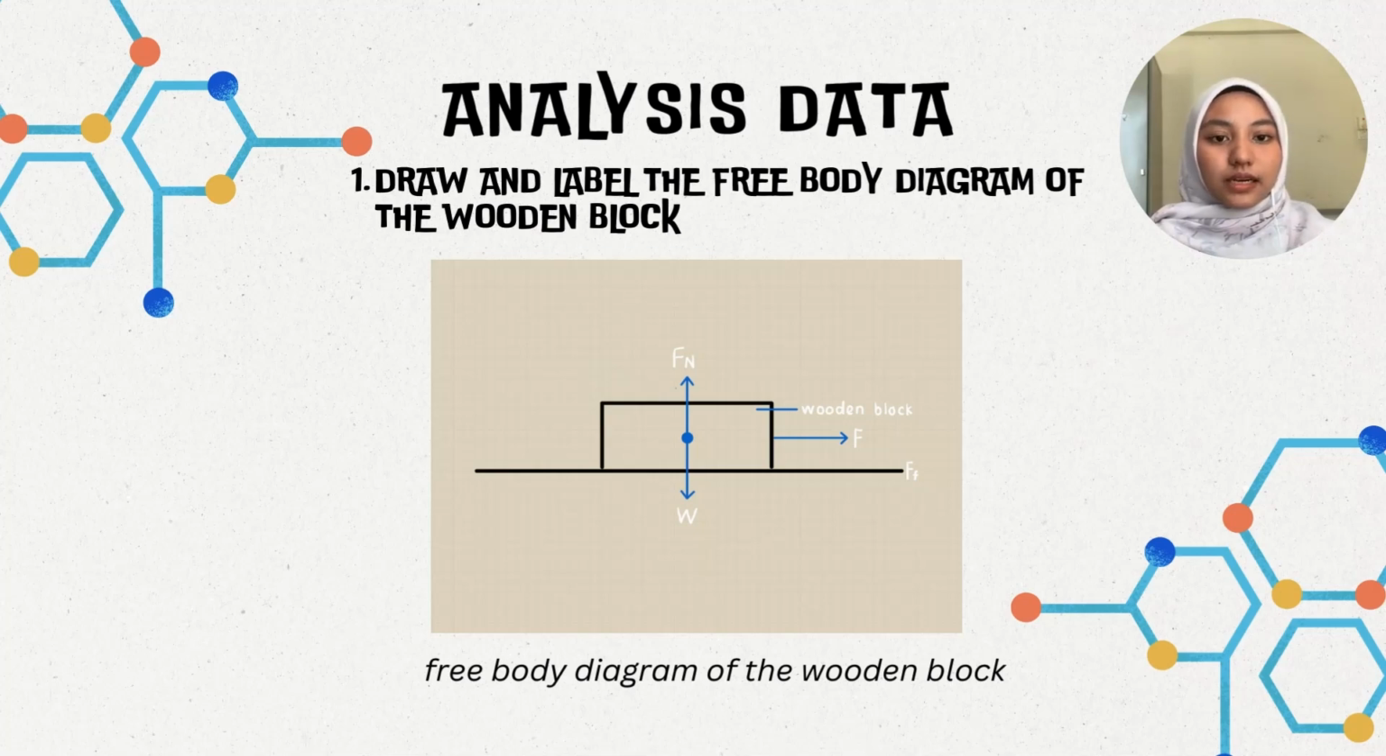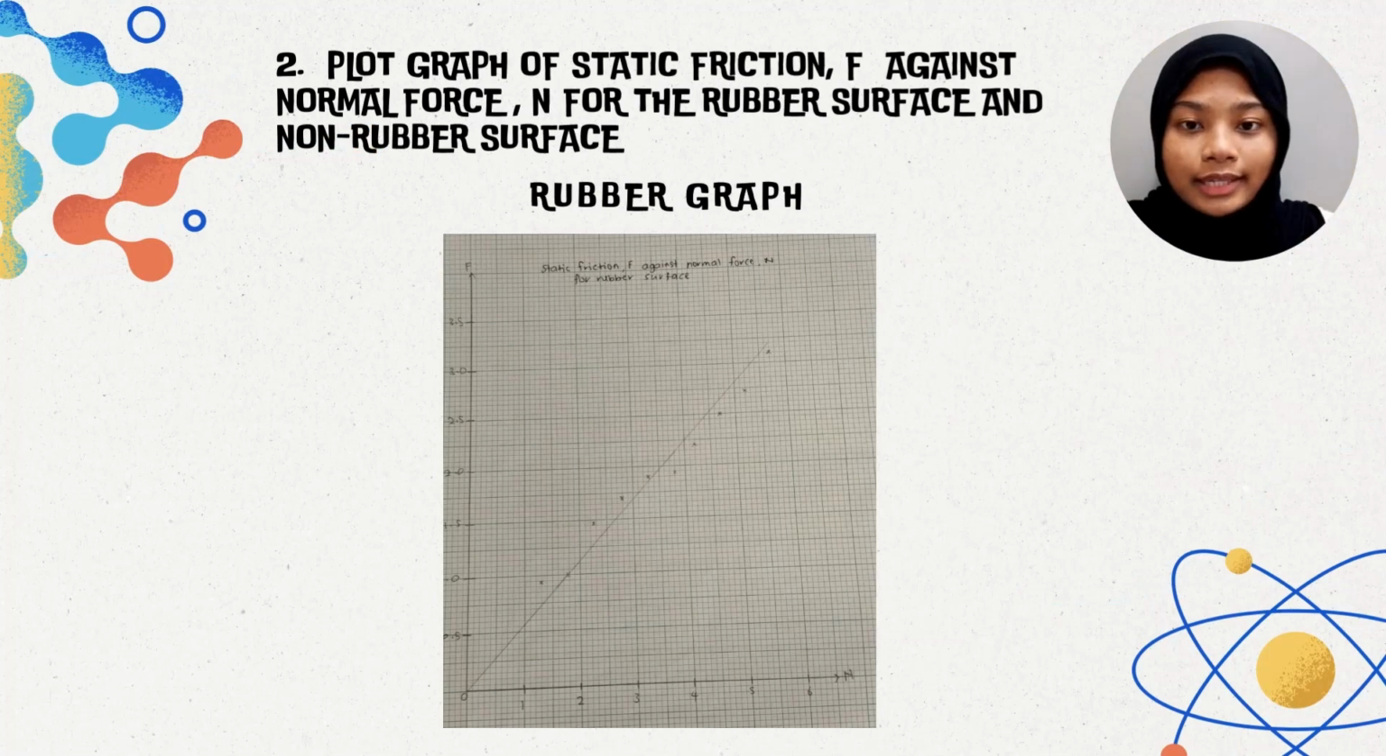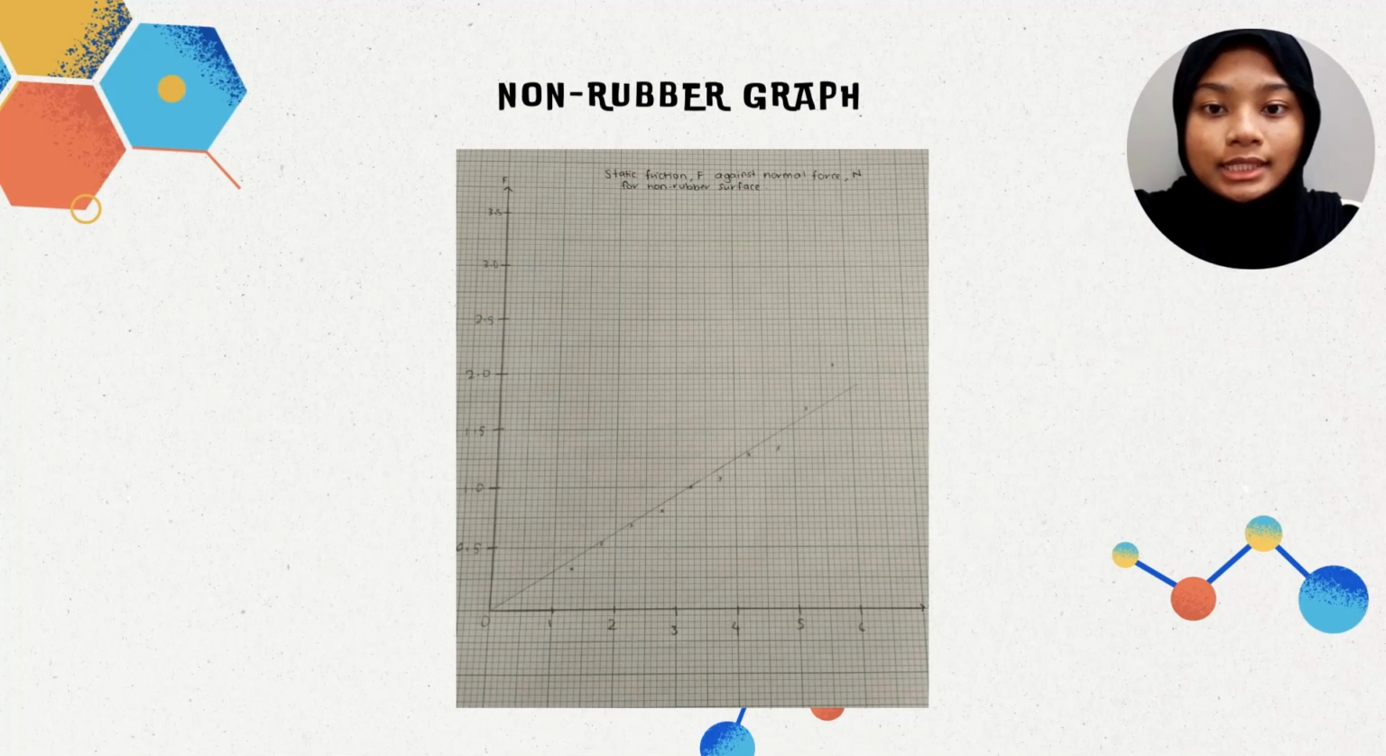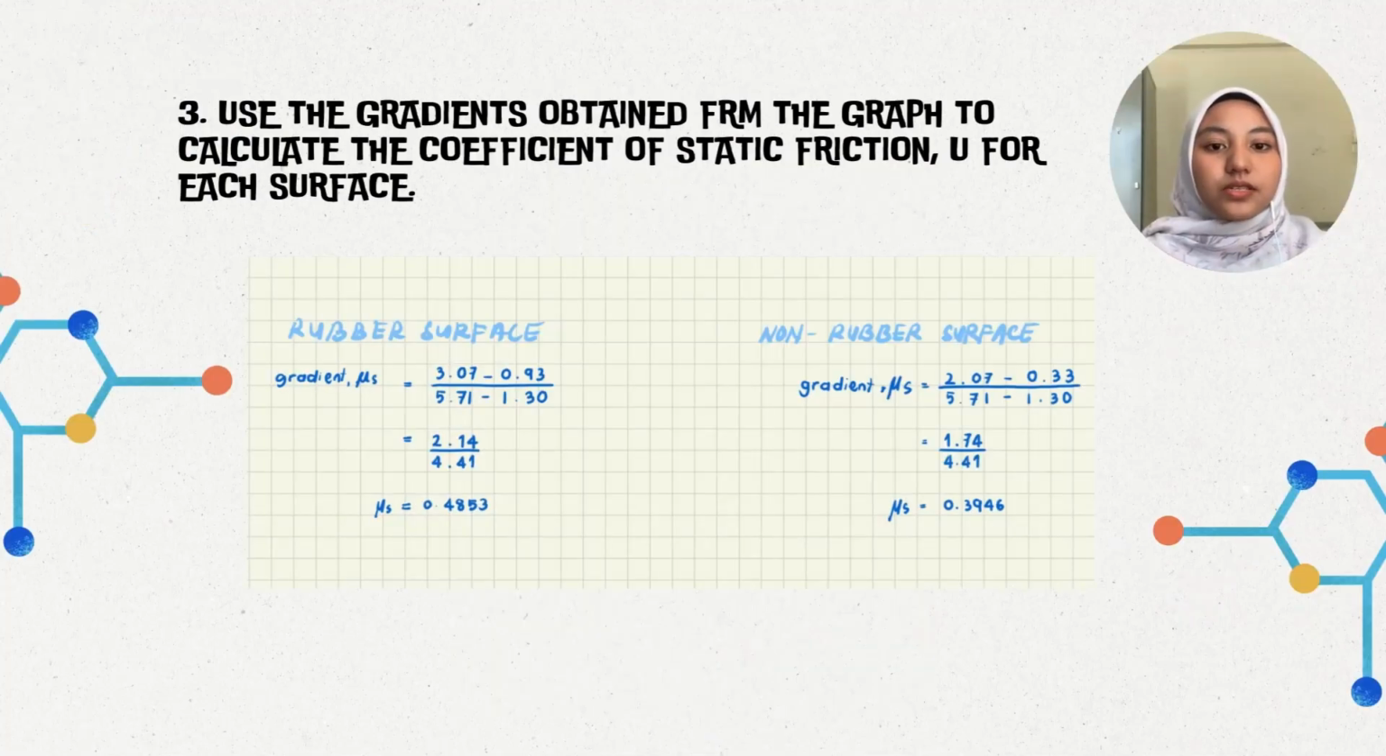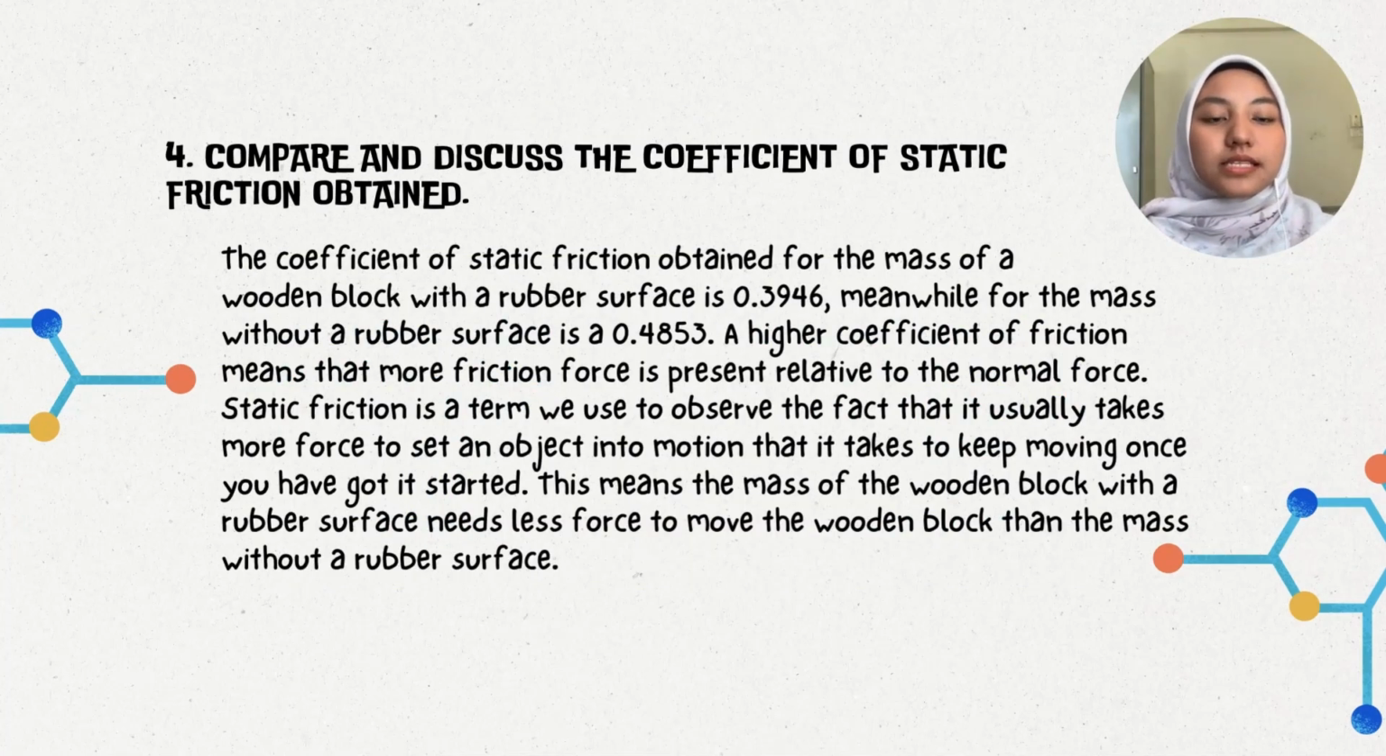For the analysis of data, number 1, draw and label the free body diagram of the wooden block. Next, in the slides you can see the graph of static friction against normal force for the rubber surface. This is the graph of static friction against normal force for the non-rubber surface. Number 3, use the gradients obtained from the graph to calculate the coefficient of static friction mu for each surface. Number 4, compare and discuss the coefficient of static friction obtained.